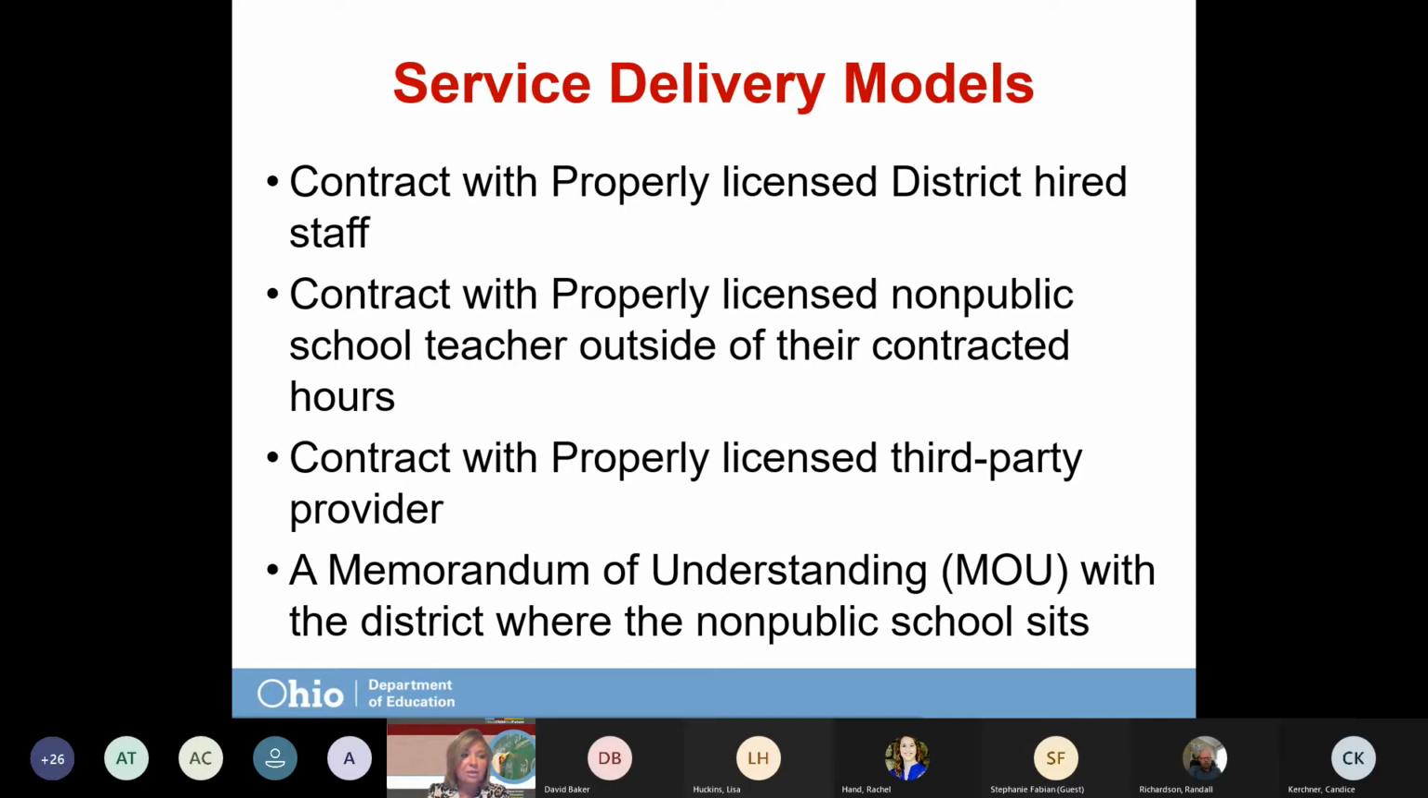Option 3, there are several third-party providers out there. Some are specific to specific regions of the state and some are statewide. A district could enter into a contract with one of those third-party providers to provide Title I service.